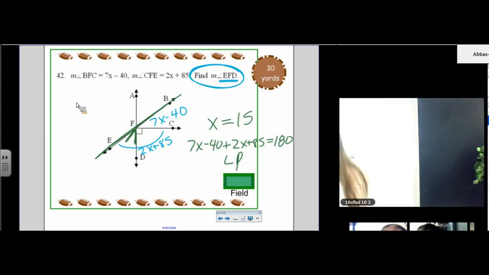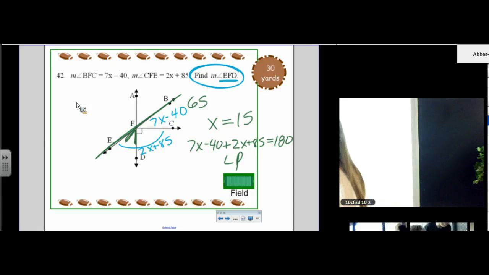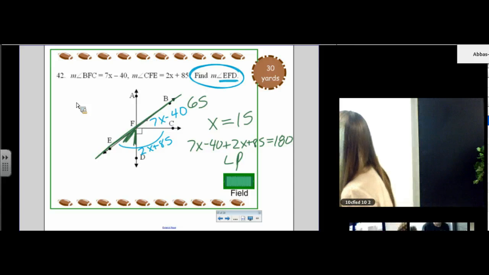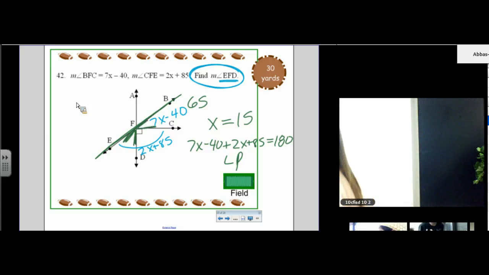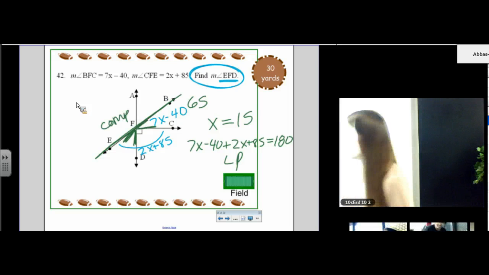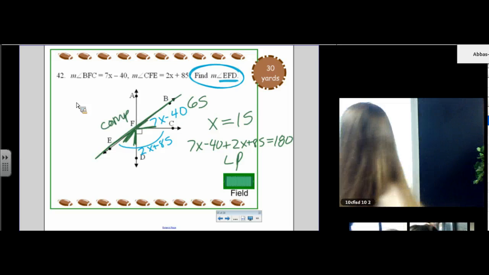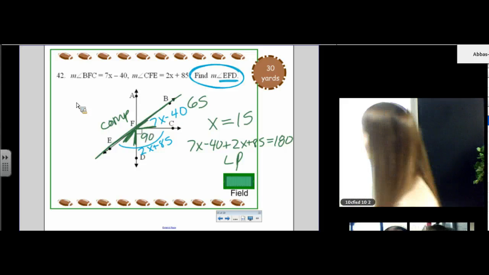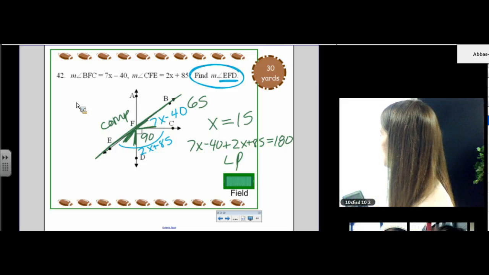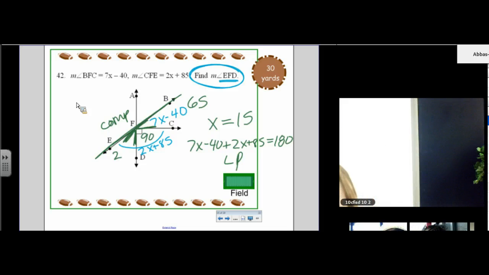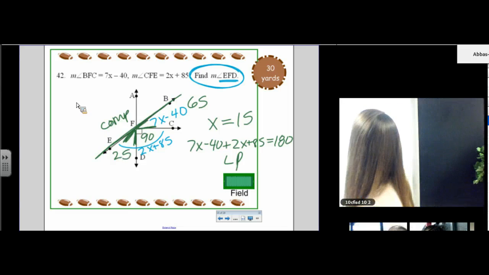This angle is 65, but it was asking for this angle right here. Do you agree that these two angles are complementary? They add up to 90? Because there's 180 and we've already used up 90. So those two angles add up to 90. So 90 minus 65 would give us 25. So the measure of EFD is 25.